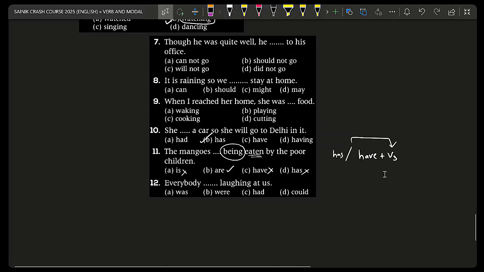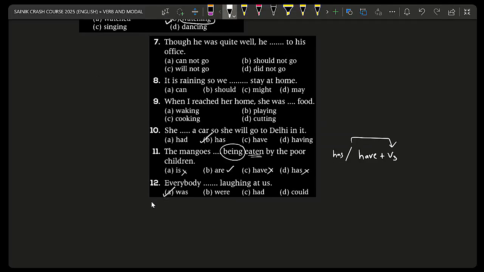Everybody dash laughing at us. Suppose you and your friend are participating in a skit. It is very funny, and then everybody dash laughing at us. Was laughing at us, were laughing at us, had, could. Everybody was laughing at us.